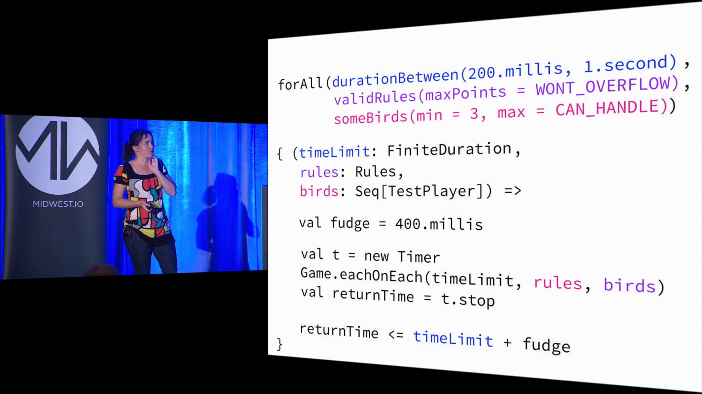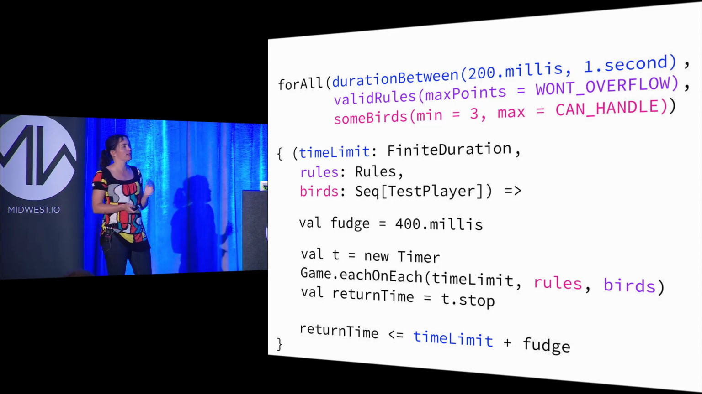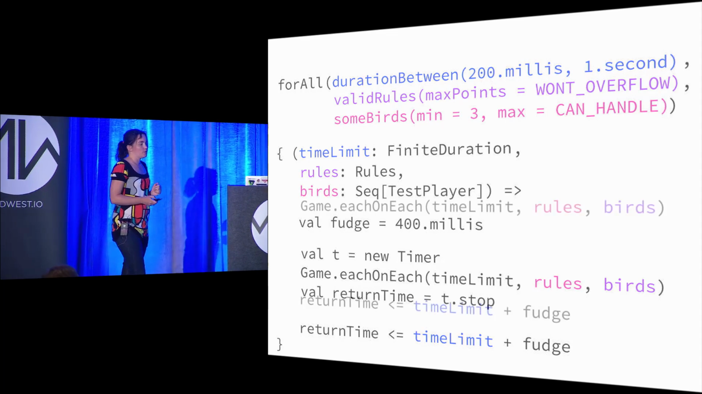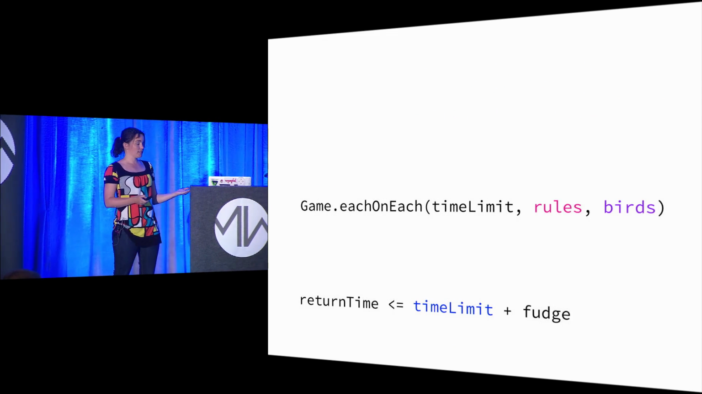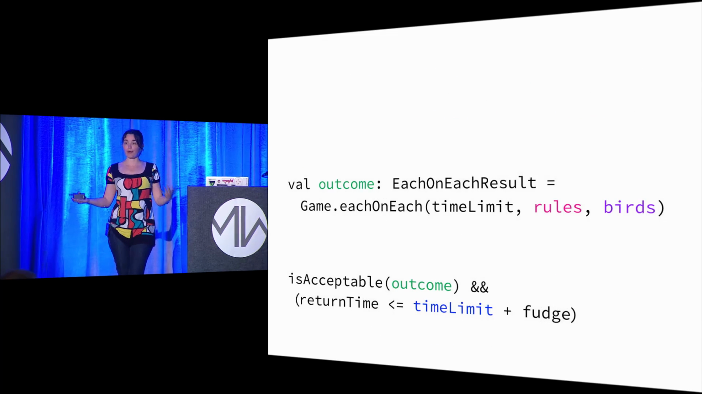But this isn't a very interesting property. It does not tell us that the output is correct. In fact, it completely ignores the output. So the next thing I do after I make this pass is to add the output in and determine whether it's acceptable. I want to put a box around that.